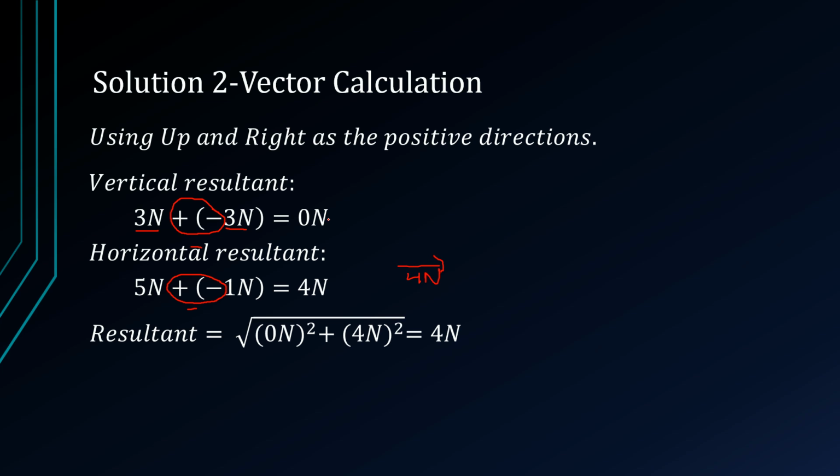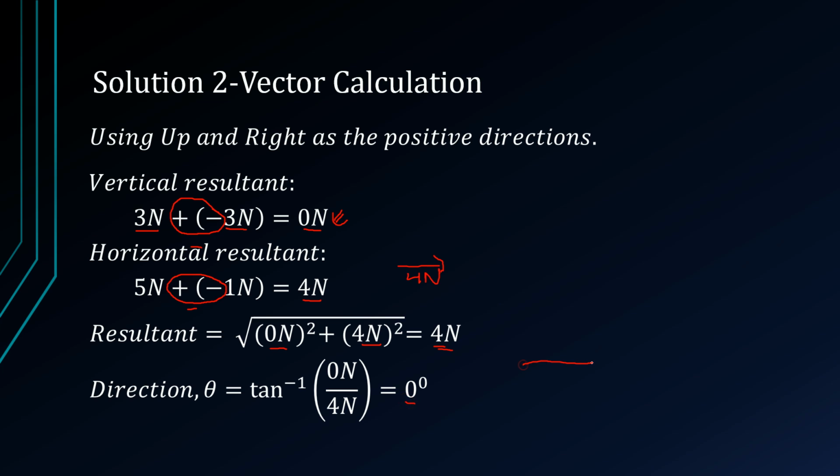But say for instance we had a value here, then what we would have to do is use Pythagoras theorem, square it, and we get an answer of 4 newtons. Notice we take the vertical value and the horizontal value and we place them inside here and square it. Then we're going to take the direction as being theta, tan inverse 0 over 4, and we get 0 degrees. And this 0 degrees is really stating 4 newtons and 0 degrees to the direction we considered positive, which is that direction.